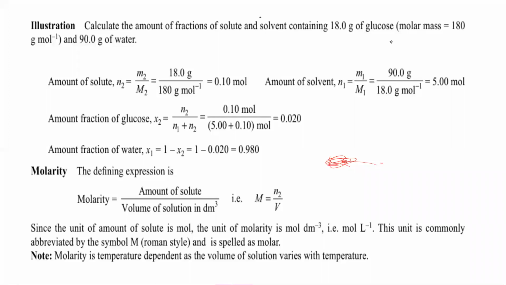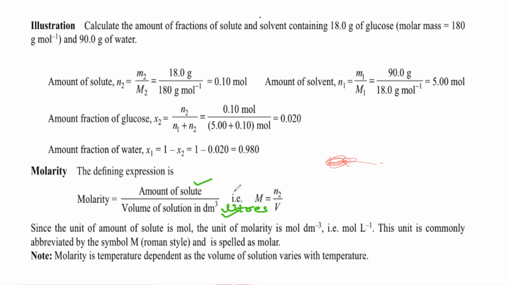Next, we have molarity. This is another, third way of expressing the concentration of a solution. Molarity is nothing but the amount of solute divided by the volume of solution in liters. Volume of solution in decimeter cube means liters. So how to find the amount of solute? Given weight by molecular weight.